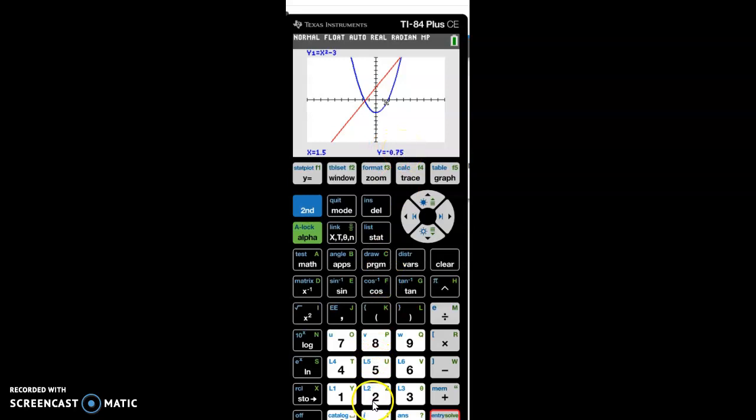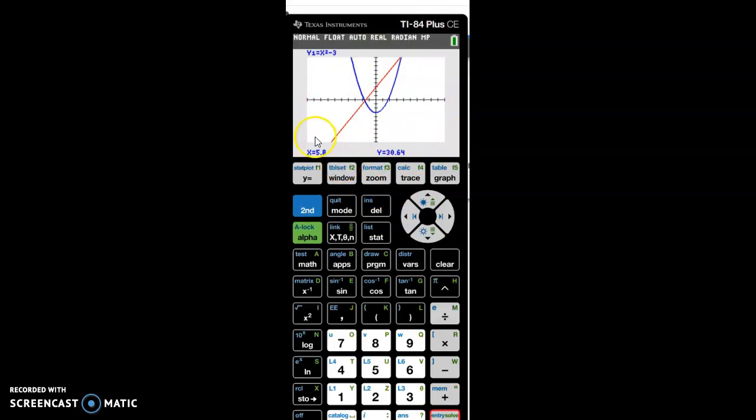I can quickly find another value by just typing it in, 2.4, and press enter, and bam, it does that. I could do a 5.8. Now this, hopefully you think it's not going to be on my graph. It's not, but it's still giving me those values. So that's a quick way to evaluate y values for a function.